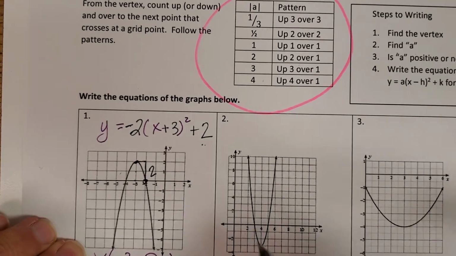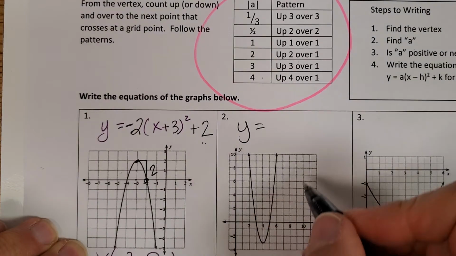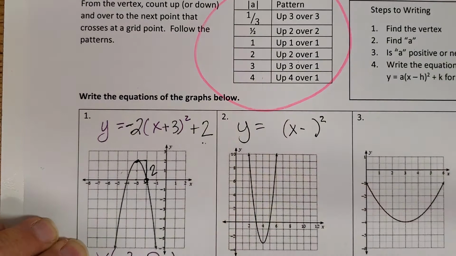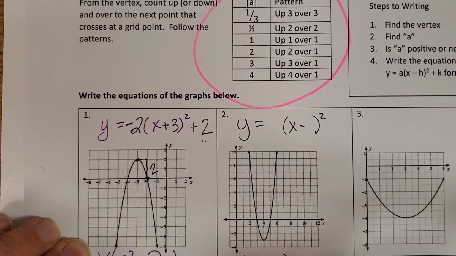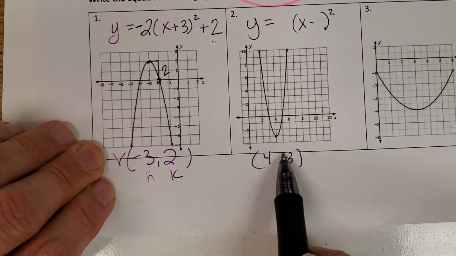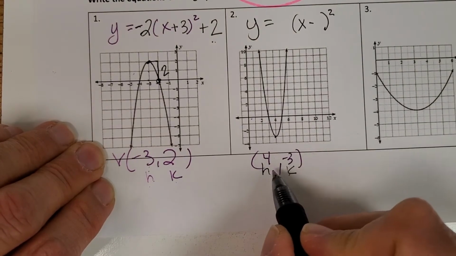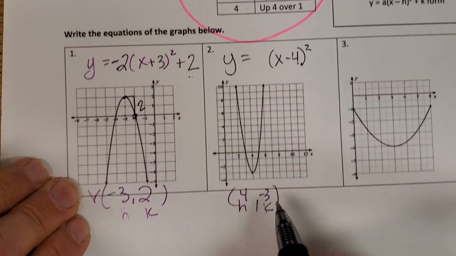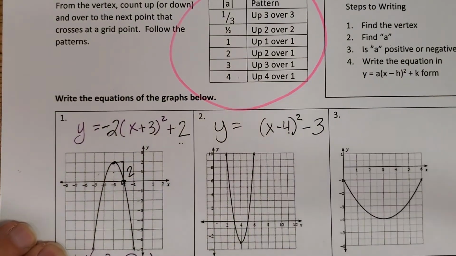Okay, we're going to try the next one. Y equals, remember the things we already know. We know there's a Y equals, we know there's a parenthesis with a squared, we know there's an X and a minus. Okay, now the first thing is we find our vertex. So what's my vertex? Here we go. Over 4, down 3. That's my vertex. So this is my H, this is my K. So I come up here, it says minus H, so I say -4. It says plus K, so I have to say plus a -3, but instead of plus a -3, I just say -3.